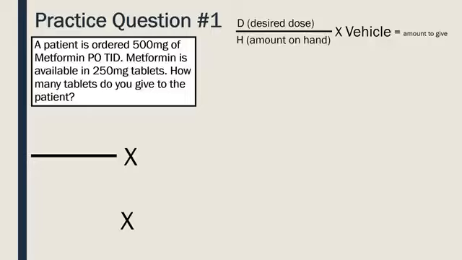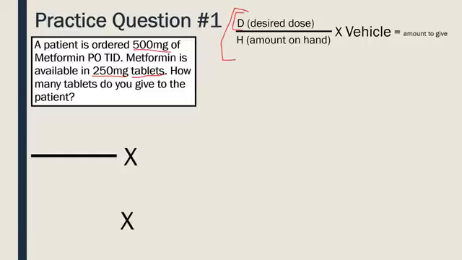So practice question number 1. Patient is ordered 500 milligrams of metformin PO TID. Metformin is available in 250 milligram tablets. How many tablets do you give the patient? Again, some people are going to be able to look at this and immediately know the answer, but we're going to run through how the math works, and then you're going to be able to apply it to any question you get. So what's the first part of our formula we have up here?